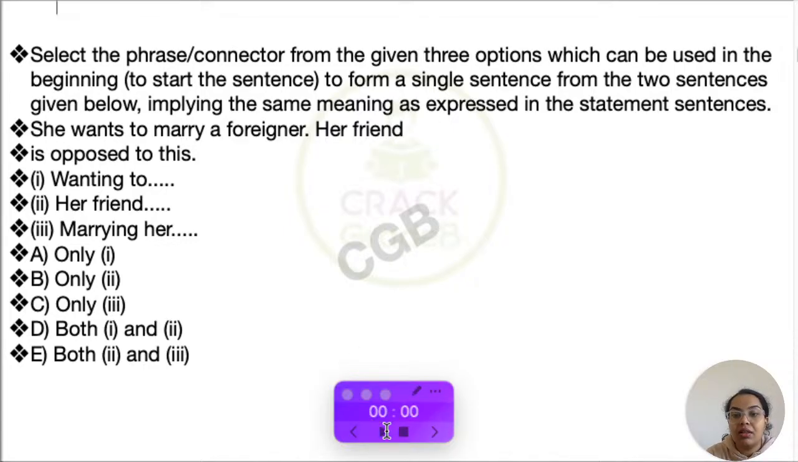Okay, so the second one is her friend is opposed to this. Okay, this is the second sentence. वो थोड़ा सा breakdown हो गया है. I hope you get it. Please start attempting this one now.